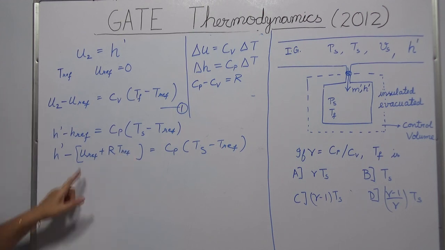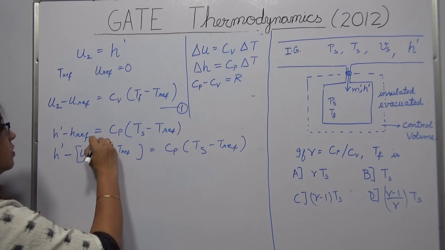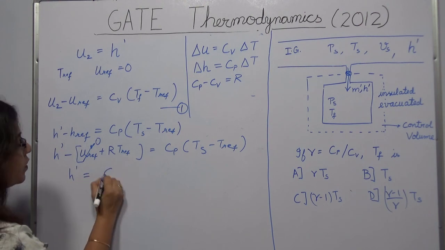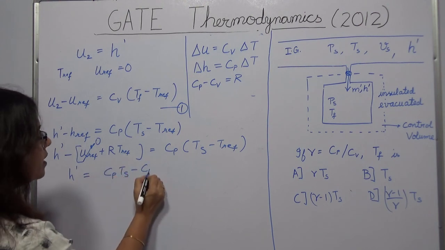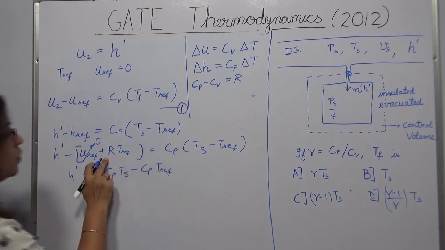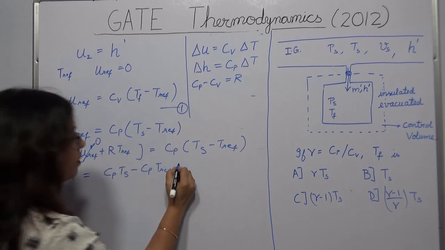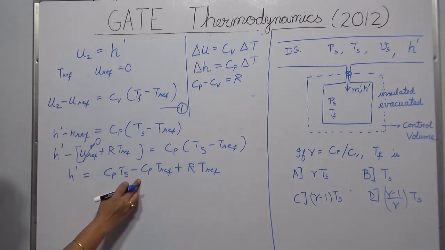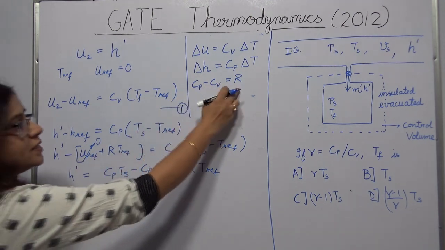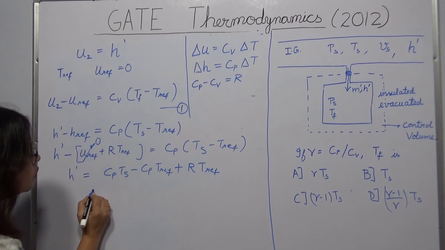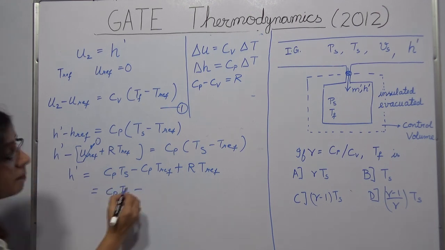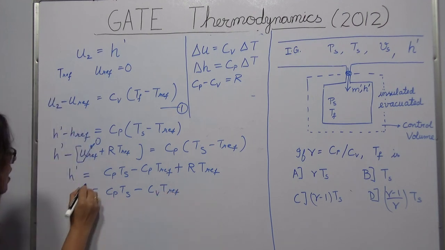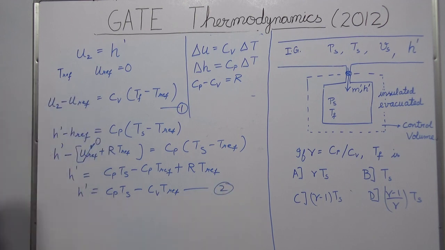Now what I will do is, U reference is 0 by definition. So I am left with H dash, that is equal to Cp Ts minus Cp T reference, and I am going to take this on the other side. This is minus, so it will become plus, so R T reference. Now R minus Cp, since T reference is common, what is R minus Cp? That is equal to minus Cv. So I can write Cp Ts minus Cv T reference. So my H dash becomes equal to this, and this is my second equation.